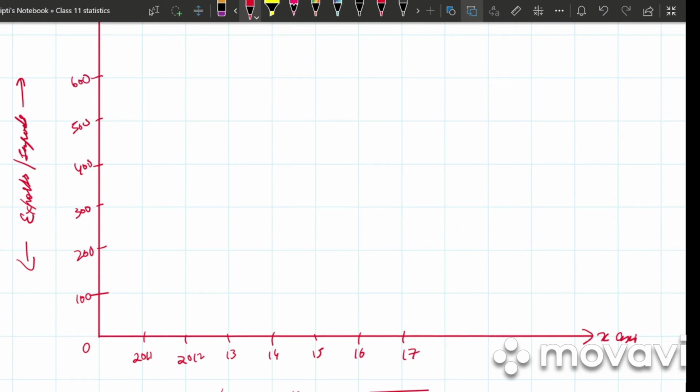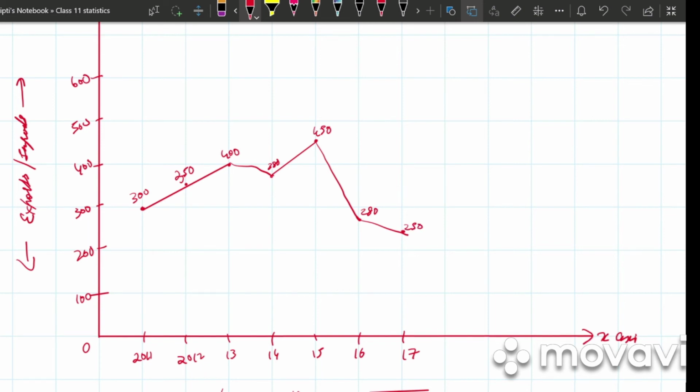So 2011, what is the export? 300. 12 it is 350. 13 it is 400. 14 it is 380. 15 it is 450. 16 it is 280. 17 it is 250. So 300, 350, 400, 380, 450, 280 and 250.